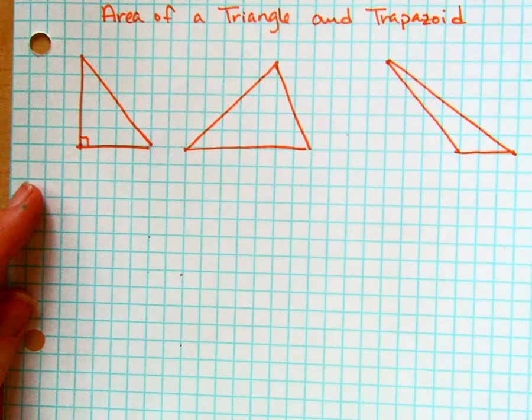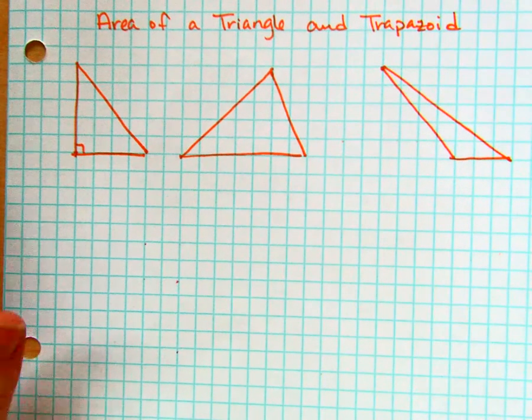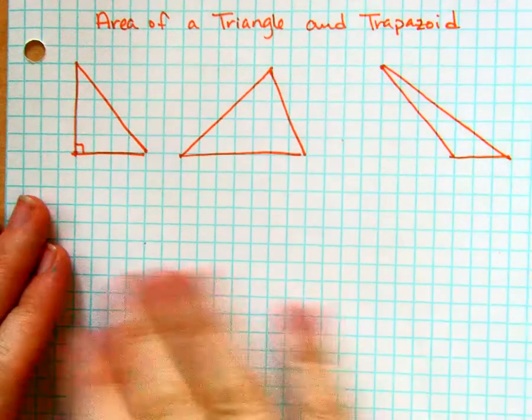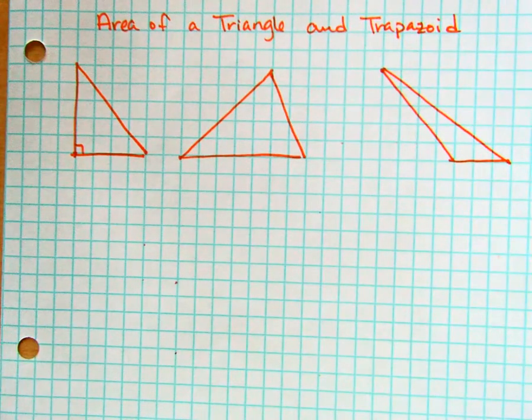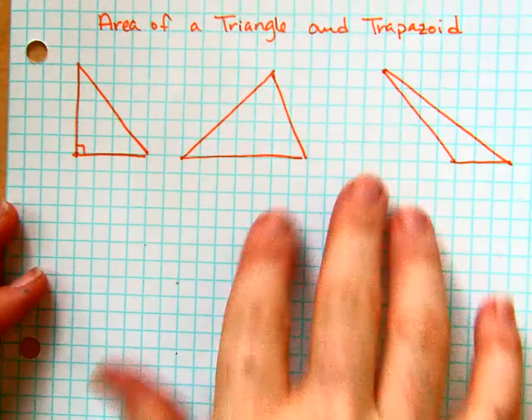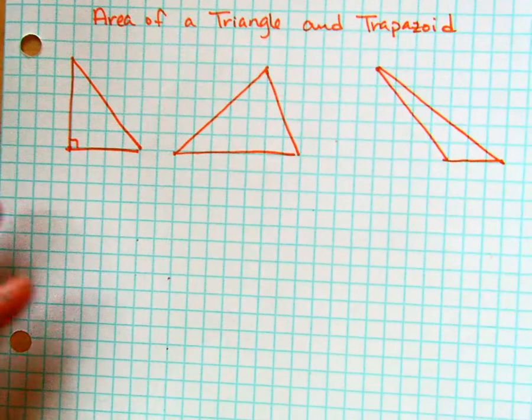All right, we're looking at the area of a triangle and the area of a trapezoid. We're going to start with triangle. These are three examples that you're going to see in terms of what a triangle might look like.